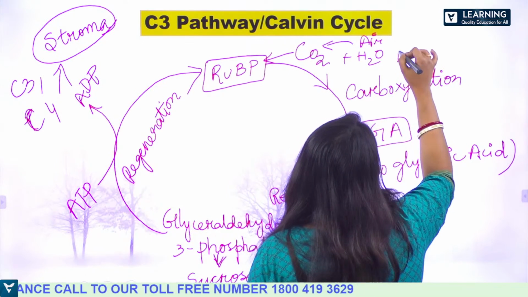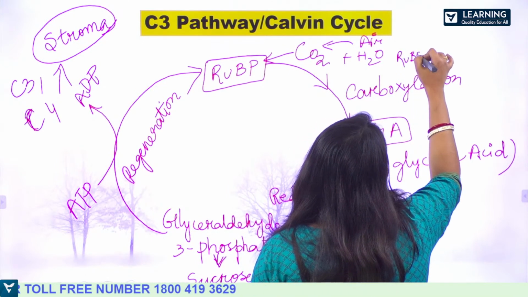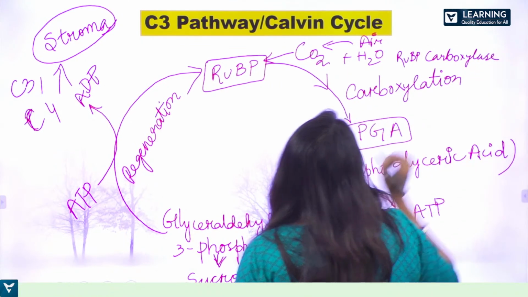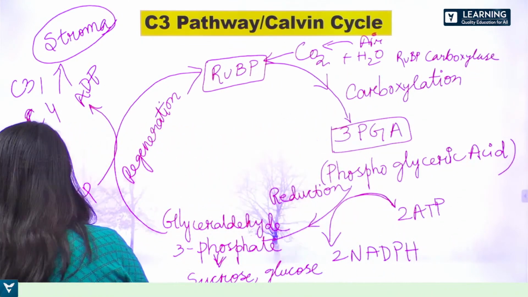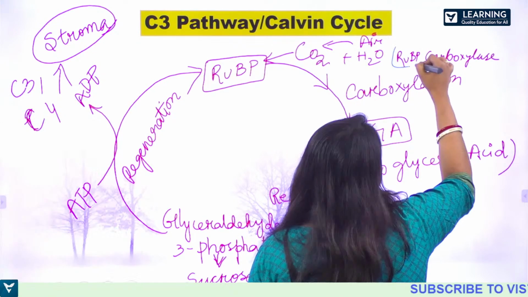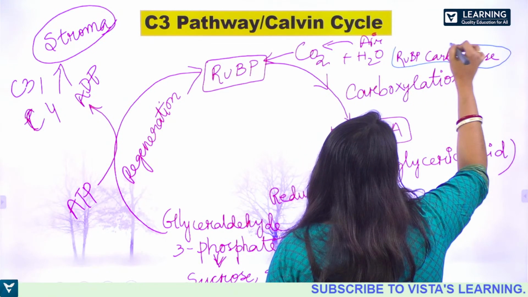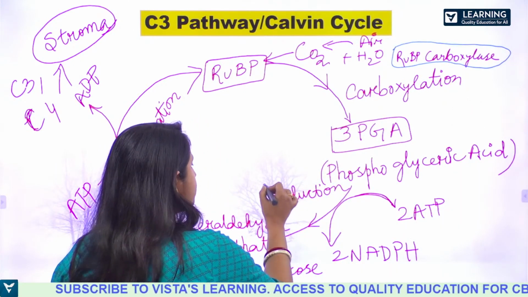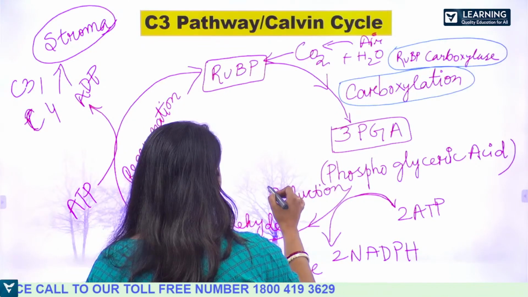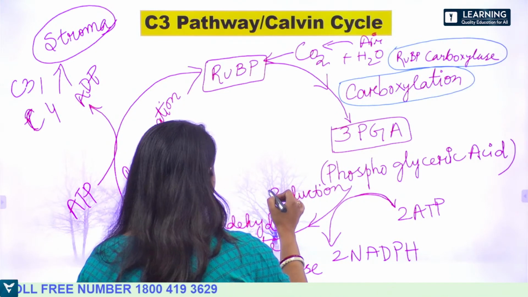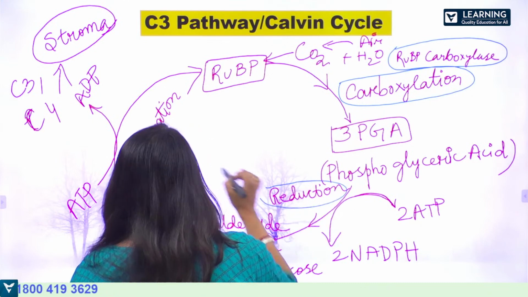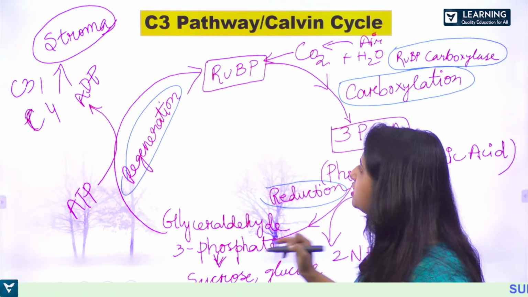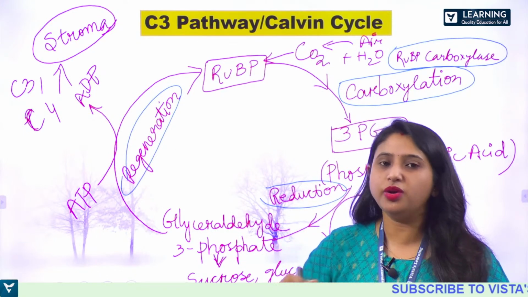With the help of the enzyme RUBP carboxylase. This is the enzyme which is responsible for the conversion of RUBP to phosphoglyceric acid. So this is the reduction, and then regeneration will take place, right? This is a cyclic process, the C3 pathway, it will continue.